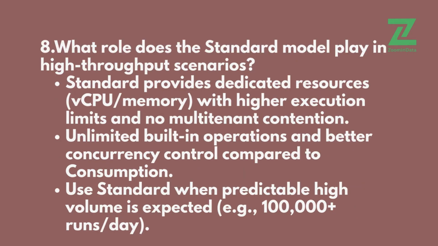What role does the Standard model play in high-throughput scenarios? Standard provides dedicated resources, vCPU and memory, with higher execution limits and no multi-tenant contention. Unlimited built-in operations and better concurrency control compared to Consumption. Use Standard when predictable high volume is expected. Example: 100,000 plus runs per day.